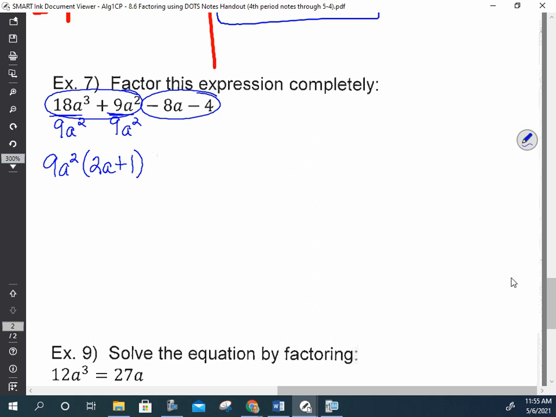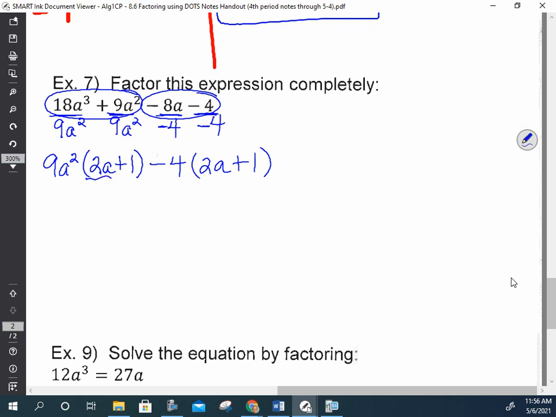Go to the second group. Does it start with a plus or a minus? Minus. Pull out the minus. What can I take out? What can I divide out of 8 and 4? 4. So negative 8 divided by negative 4 is 2. Negative 4 divided by negative 4 is 1. So we finished up that part.